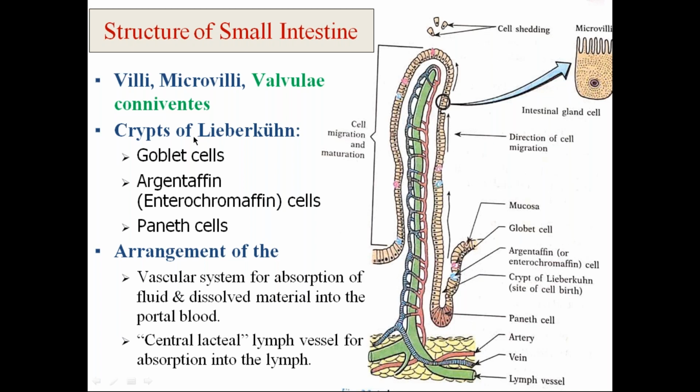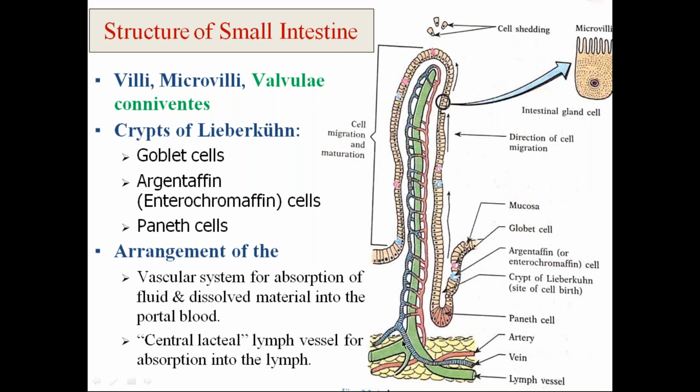These crypts of Lieberkühn contain a number of specialized cells, which I will deal with when I'm talking about the intestinal juice secretion, right? So for now, you can just remember that there are mainly 3 types: the goblet cells, the argentaffin or the enterochromaffin cells, and the Paneth cells.